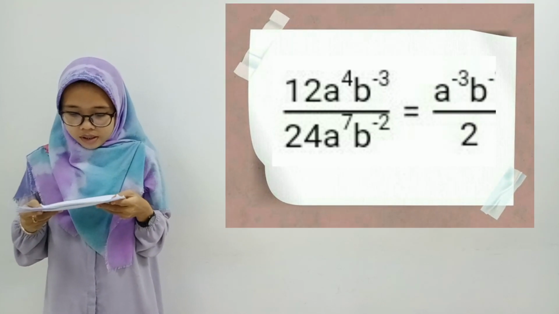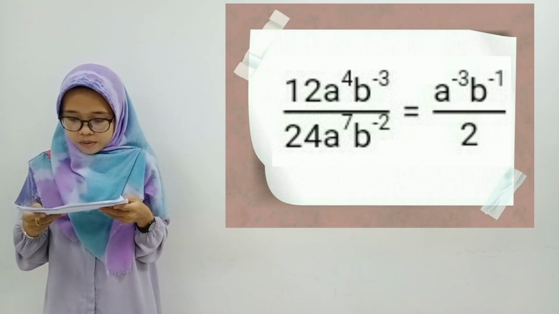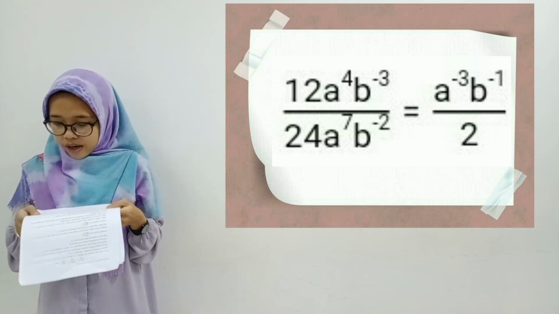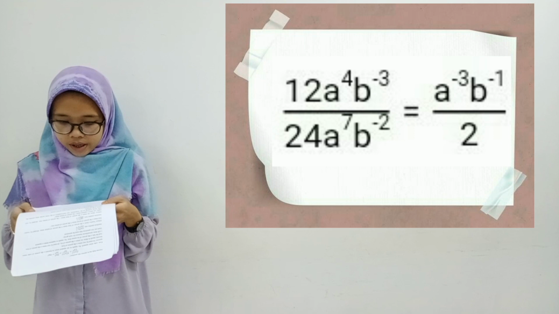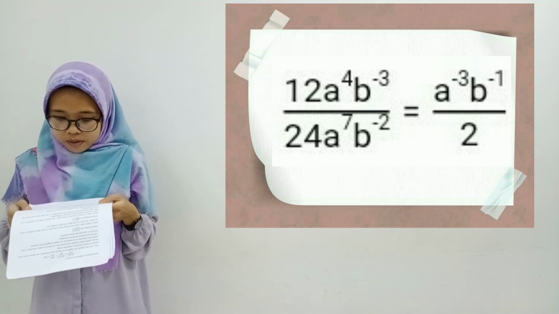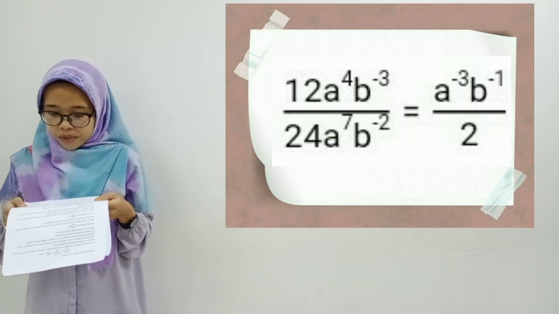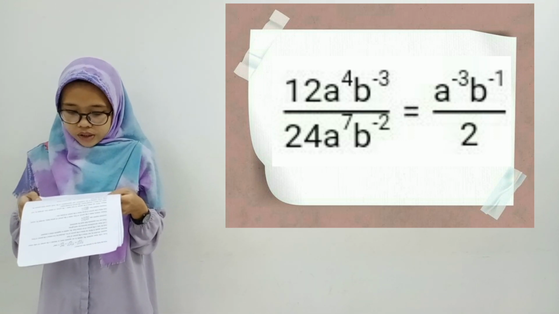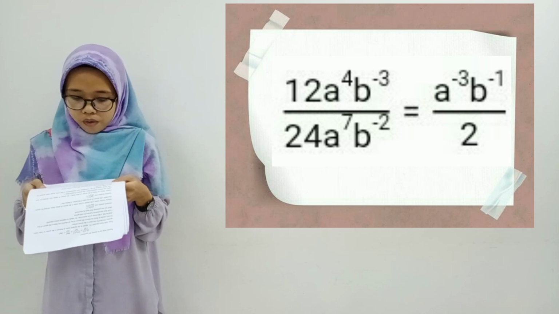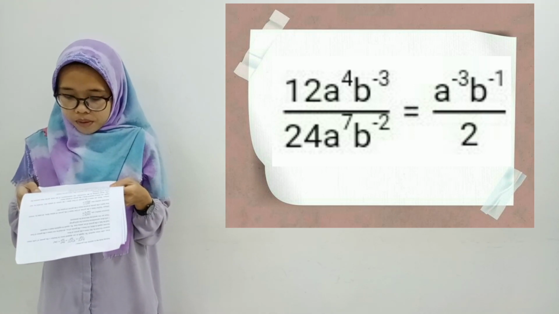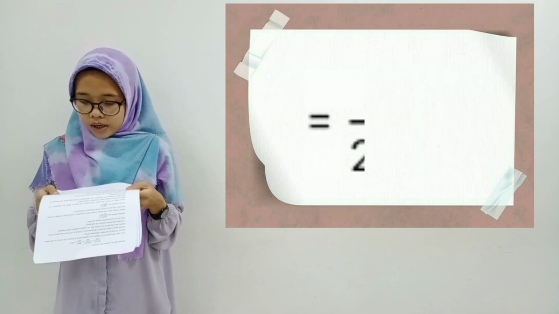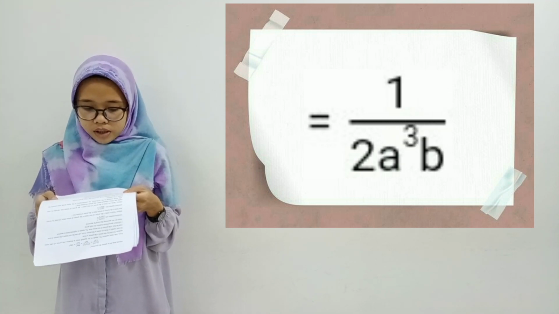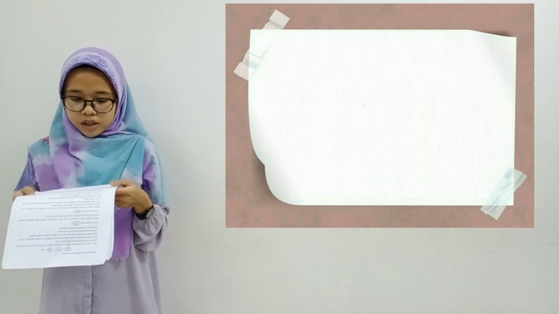12 times a to the power of 4 times b to the power of minus 3, divided by 24 times a to the power of 7 times b to the power of minus 2, equals a to the power of minus 3 times b to the power of minus 1, divided by 2, equals 1 divided by 2 times a cubed times b. And then question number 2.